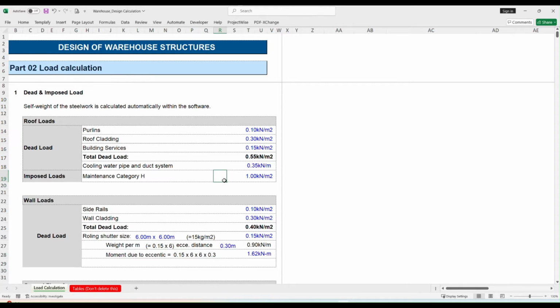Next one is the maintenance category. We need to consider 1 kilonewton per meter square. We have considered there is no major equipment or any major access to the roof system, as it is a sloped one. We can consider the nominal 1 kilonewton per meter square. This is as per European standard.